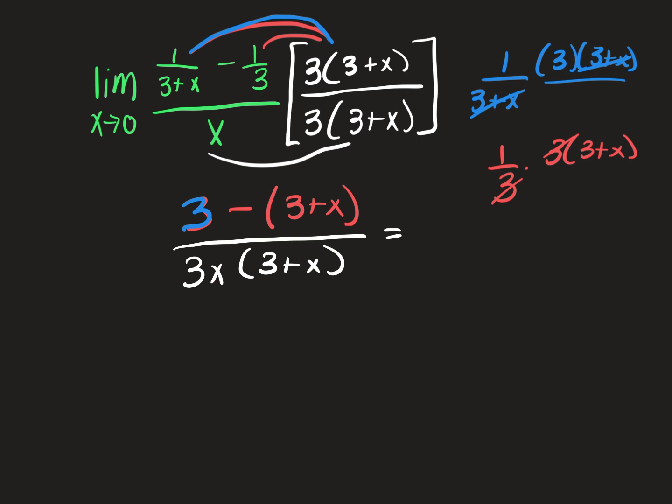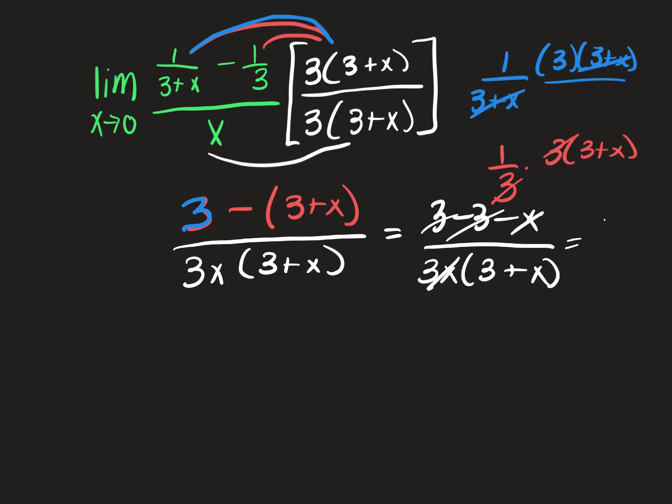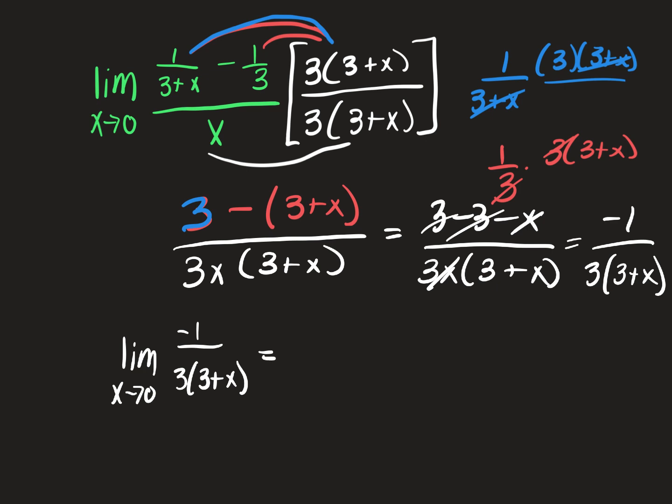Now on top, you have 3 minus x, so my 3's cancel. This is the negative one, isn't it? Yep, so you'll get a negative 1 over, and now we can plug that 0 in. So then you get negative 1/9.